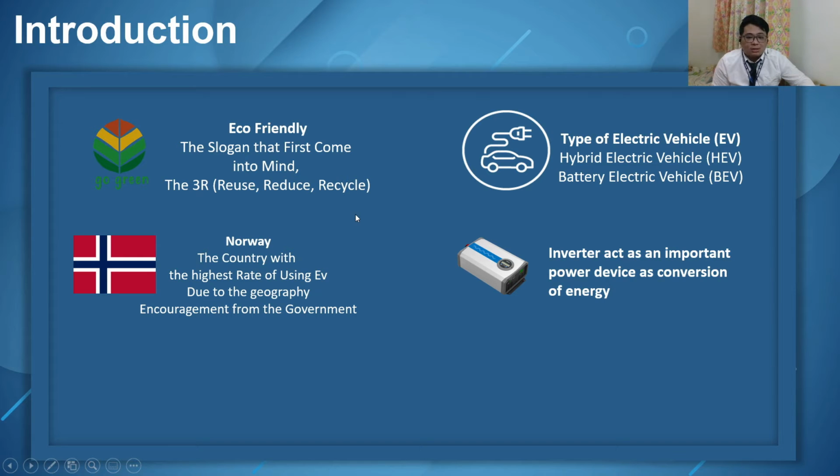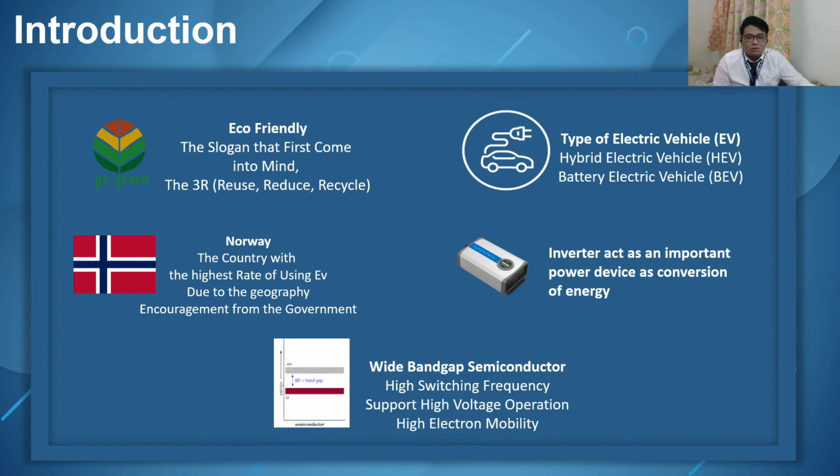Because of this device, it creates a lot of problems such as low efficiency of energy conversion. So to solve this problem, in this project, I proposed to use a wide bandgap semiconductor to build the base material of the inverter. The wide bandgap semiconductor used to build this inverter is gallium nitride. A wide bandgap semiconductor is a kind of semiconductor with a very wide bandgap, and its characteristics are very high switching frequency. It supports high voltage operation, and the semiconductor itself has a high electron mobility.